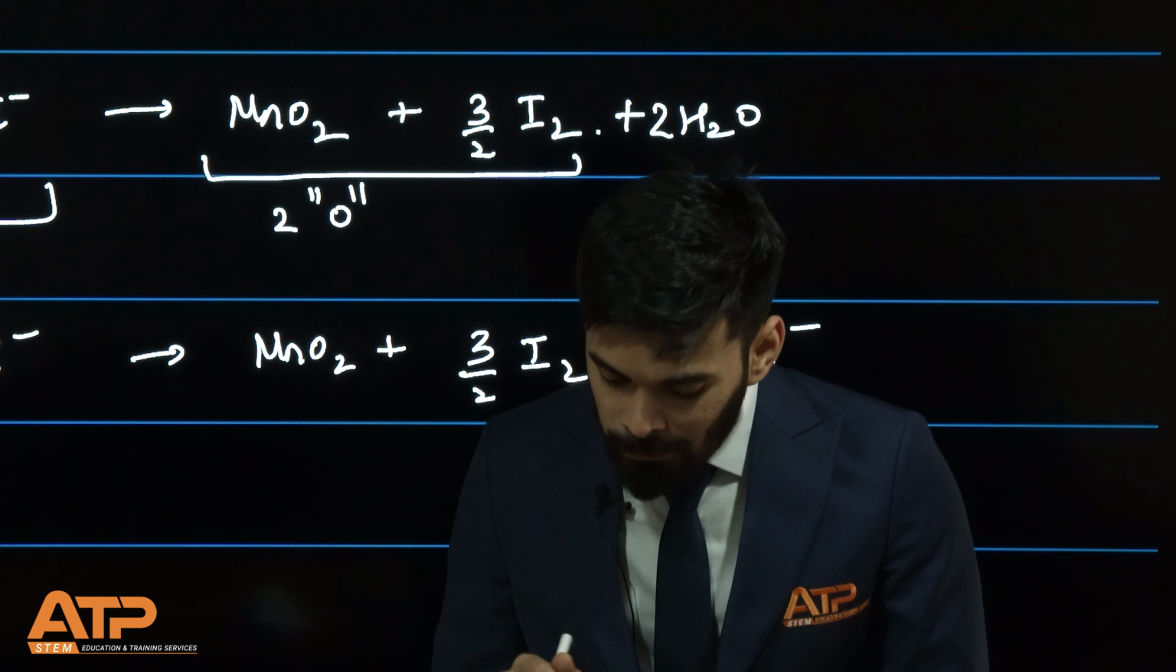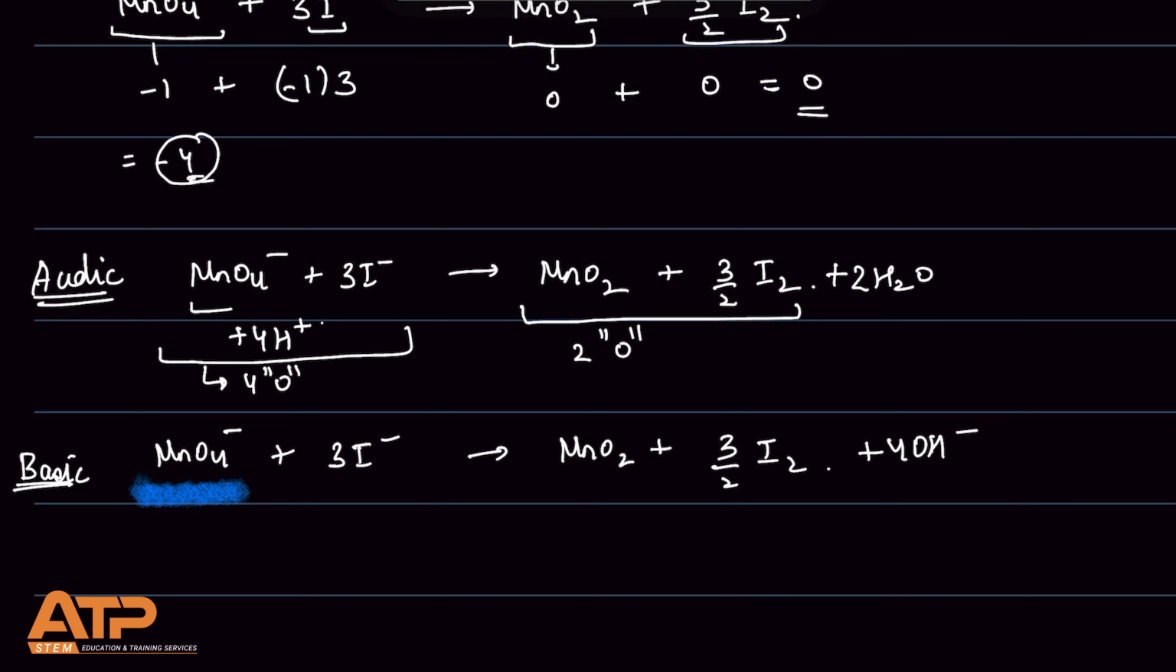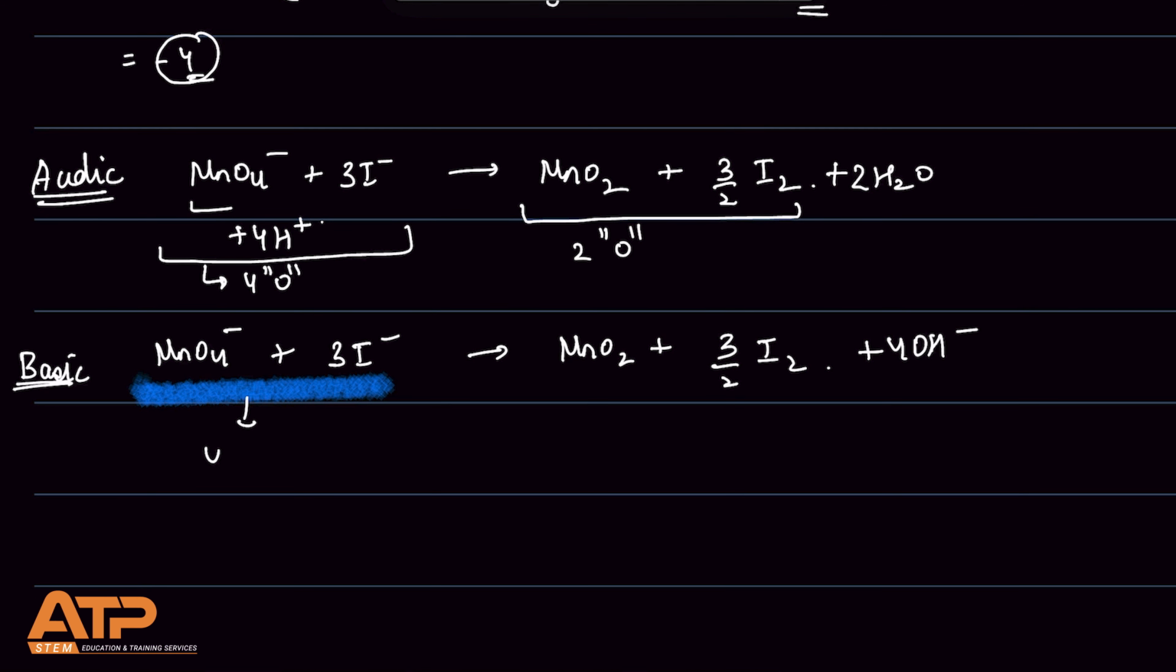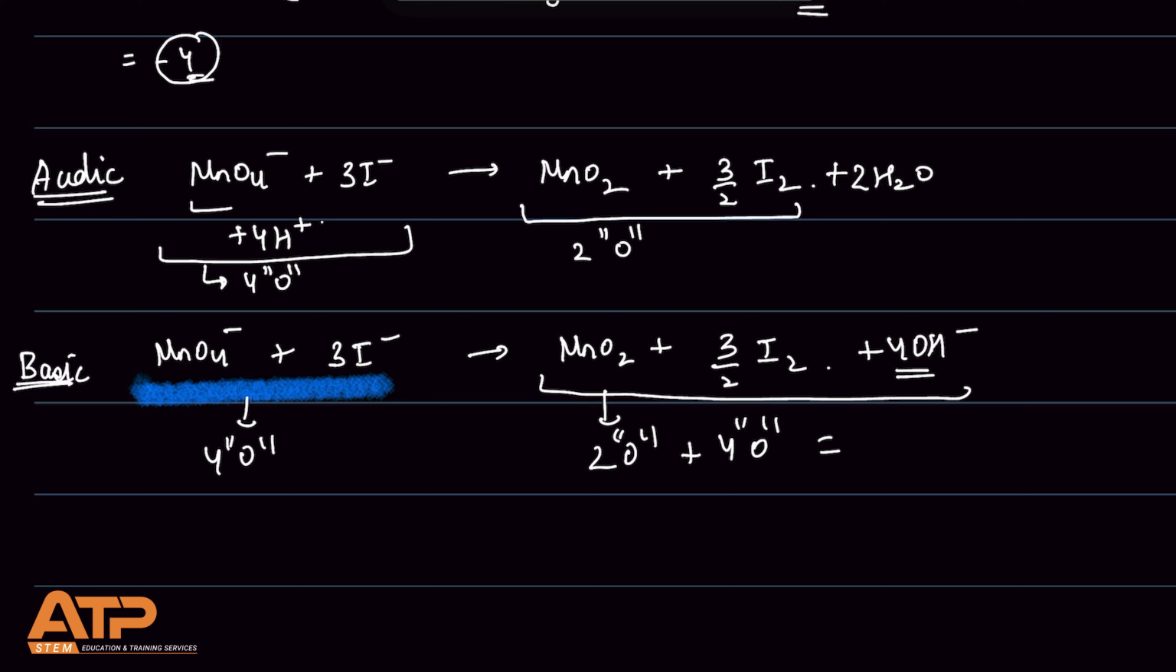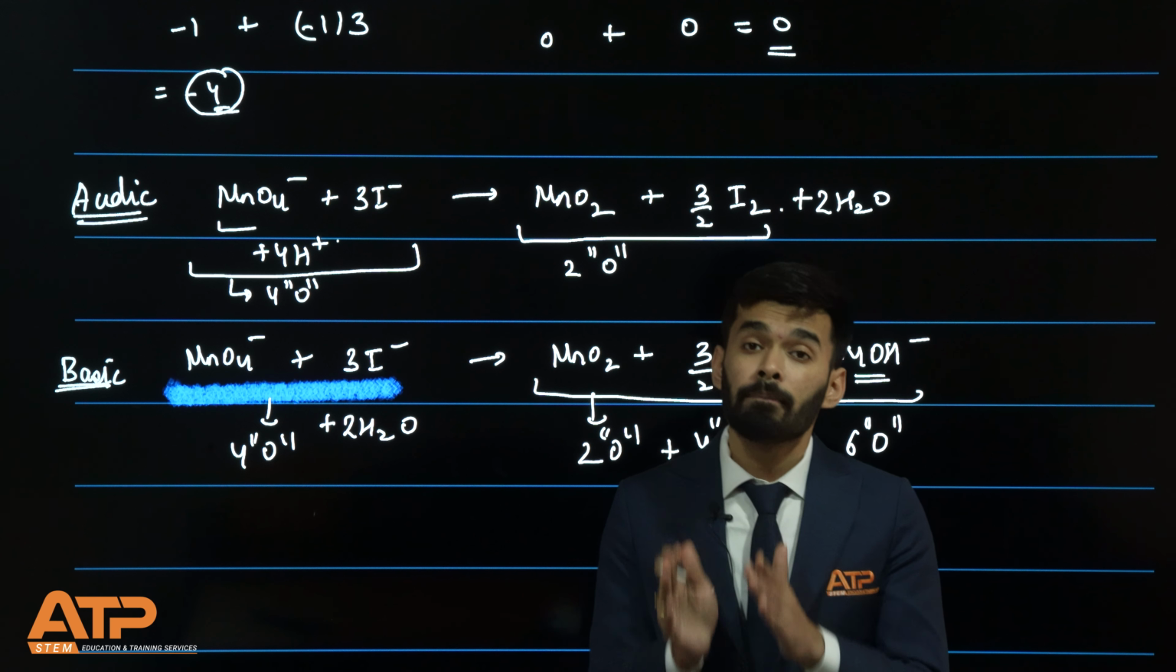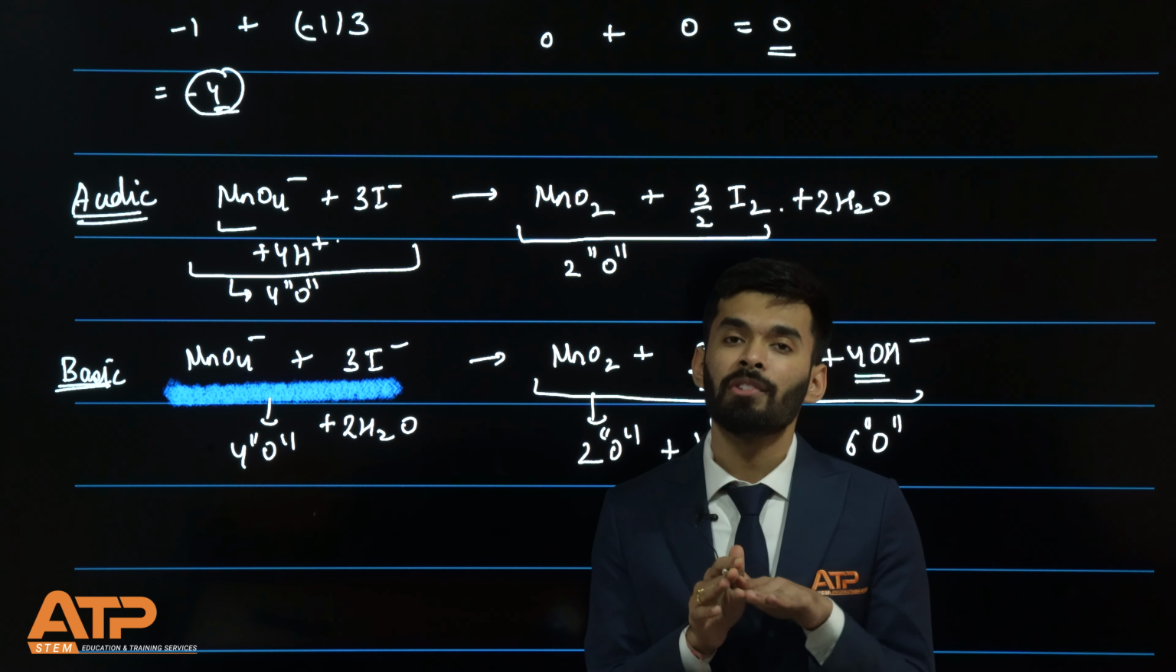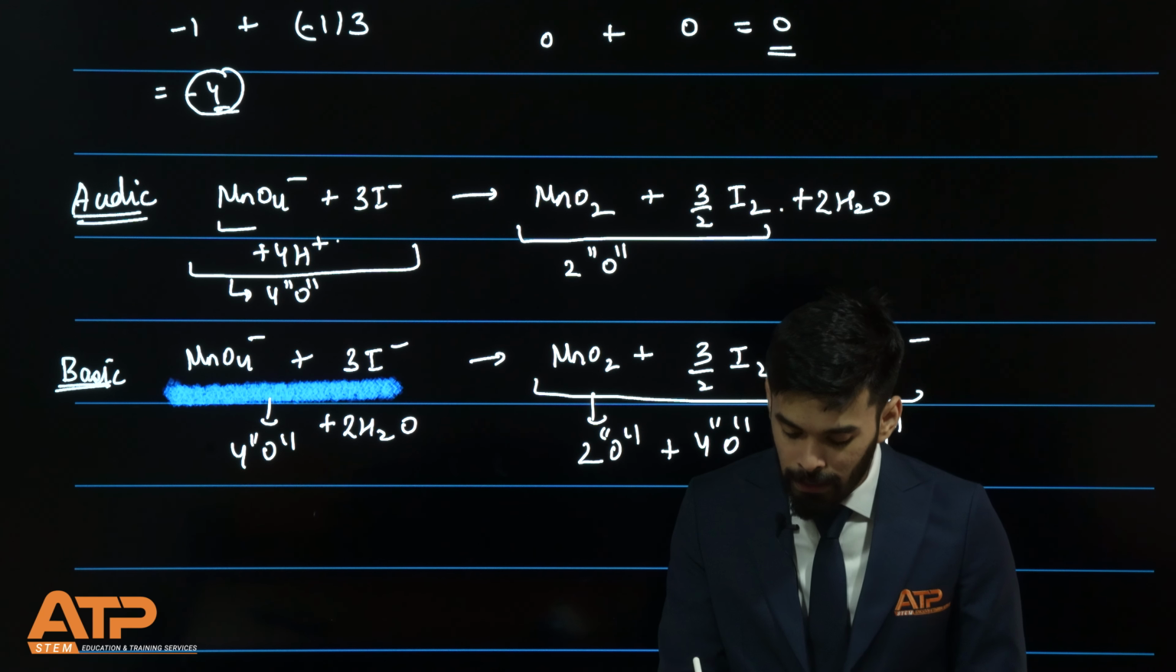So in the basic medium, how many oxygen atoms are there on the reactant side? On the reactant side, there are 4 oxygen atoms. Whereas on the product side, how many oxygen atoms are there? 2 oxygen atoms are here and 4 oxygen atoms are in this 4OH-. So on the product side, there are 6 oxygen atoms, whereas on the reactant side, there are 4 oxygen atoms. If we add 2 water molecules on the reactant side, the number of oxygen atoms will become 6 in both half reactions and hydrogen will automatically get balanced.